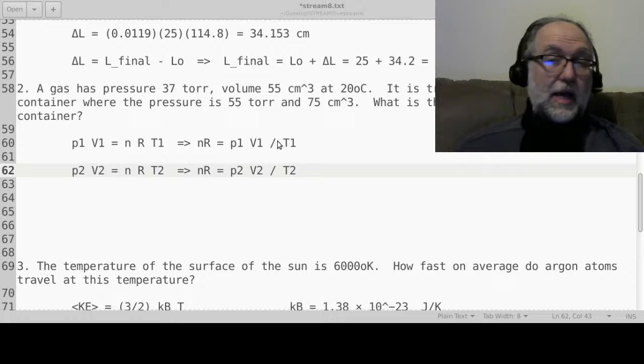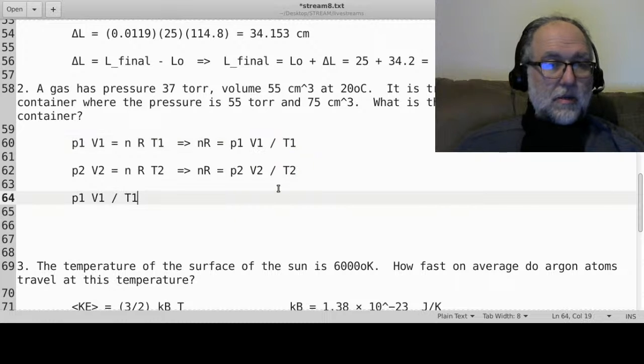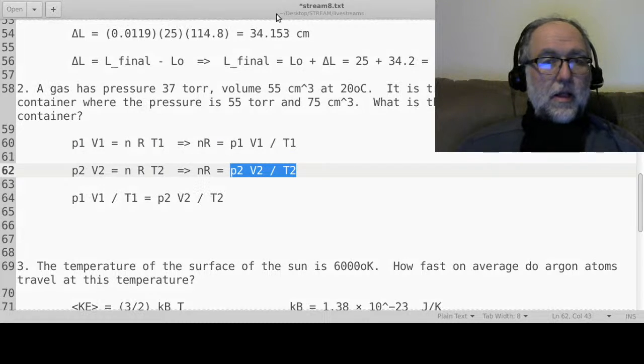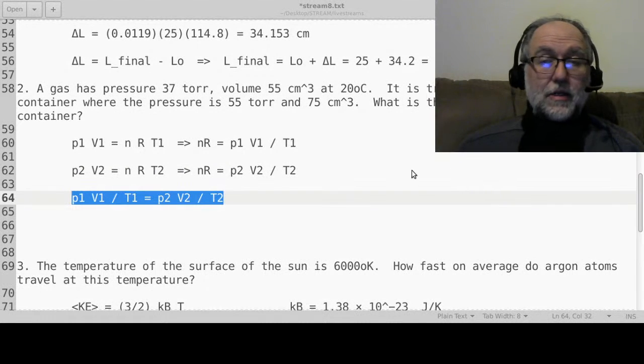Obviously, these two sides, the right-hand side of both of these, have to be equal. And so we have this is equal to this. The beauty of this equation is that you could think of it as another way of expressing the ideal gas law.